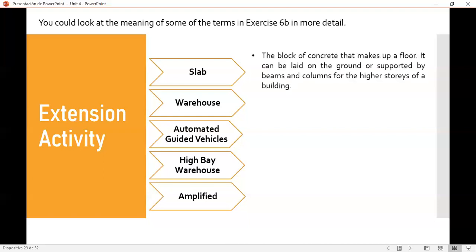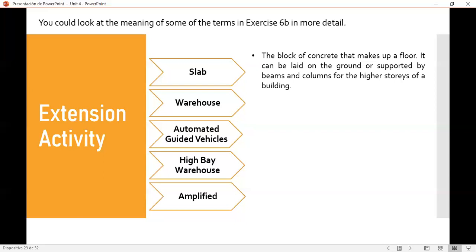So a slab, we can refer to it as the block of concrete that makes up the floor. It can be laid on the ground, or if it's about higher stories, then it will be supported by beams and columns. That's the slab, the block of concrete that makes the floor. It's as if you were playing with Lego. Those small squares that you put together to make something, that's the slab. All the floor fragmented in different pieces.